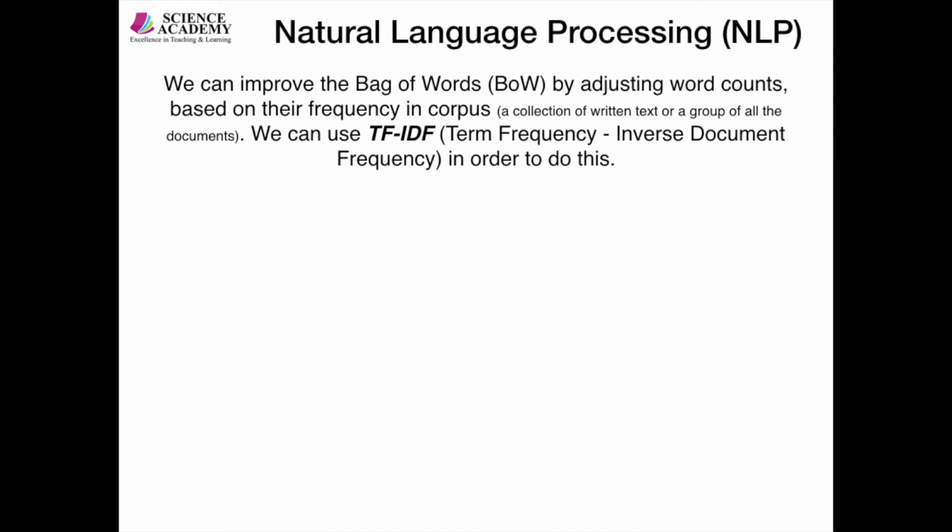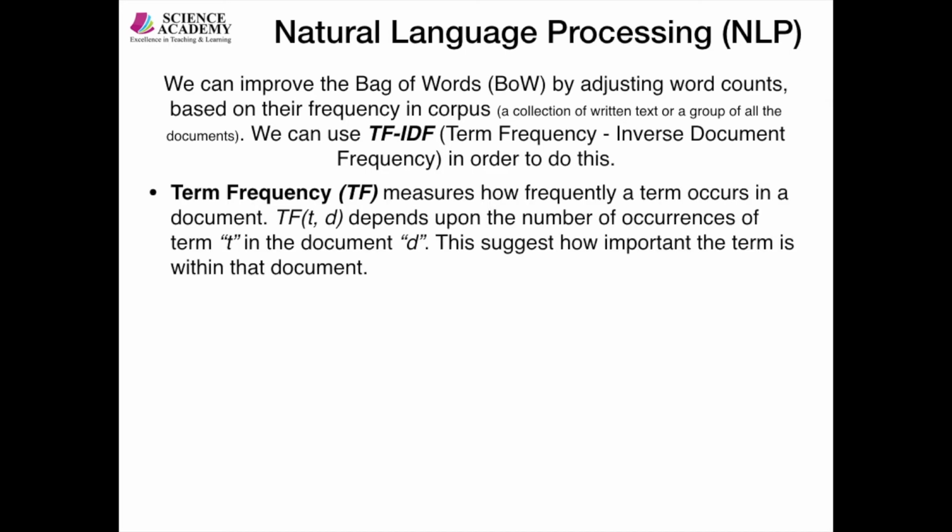We can improve this by adjusting word counts based on their frequencies in the corpus. A corpus is a collection of written text or a group of all the documents. We can then use TF-IDF, which is term frequency and inverse document frequency, in order to do this. So moving forward, it's important to understand what is term frequency and what is inverse document frequency. Let's define these two terms first.